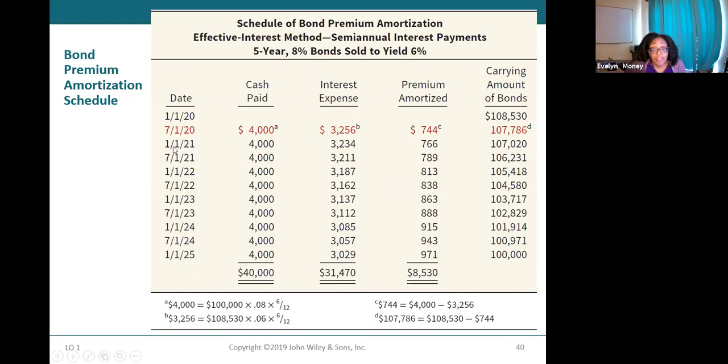So when we do the second payment, we have to take that carrying value and then again multiply it times the market rate of interest. But just make sure you're taking into consideration the amortization of the premium because it is the carrying value at the beginning of the period.